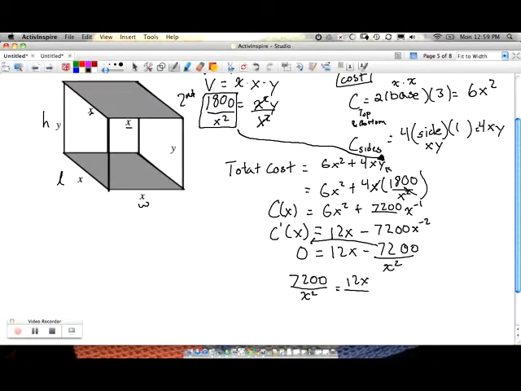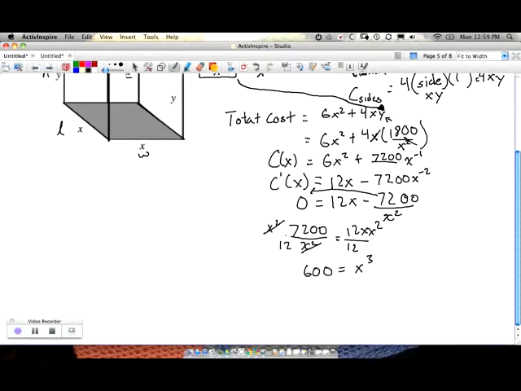I could divide both sides by 12 and multiply both sides by x squared. And 12 goes into 7200 600 times, so this becomes 600 equals x to the third power. At this point, we're just going to take the cube root, or raise both sides to the 1/3 power. And that means the cube root of 600 equals x.